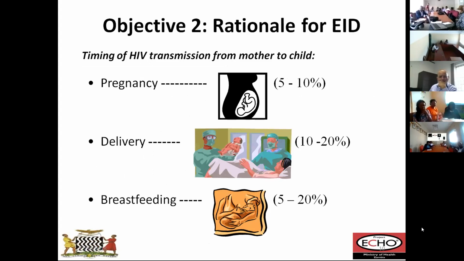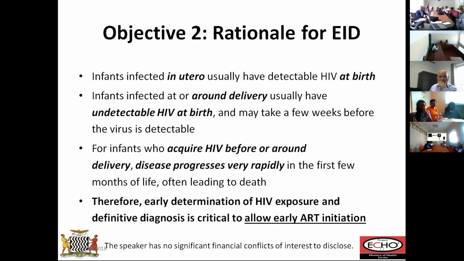In terms of timing of HIV transmission from the mother to the infant, about 5% to 10% of infections are passed on in pregnancy. And then around the time of delivery, about 10 to 20% of infections are transmitted to the baby. And the rest, 5 to 20%, occur during breastfeeding. And I must say that breastfeeding transmission will depend on how long a baby is breastfed. So the longer the baby is breastfed, the higher the chances of getting the HIV infection through breastfeeding. So we have a wide range from 5 to 20%.